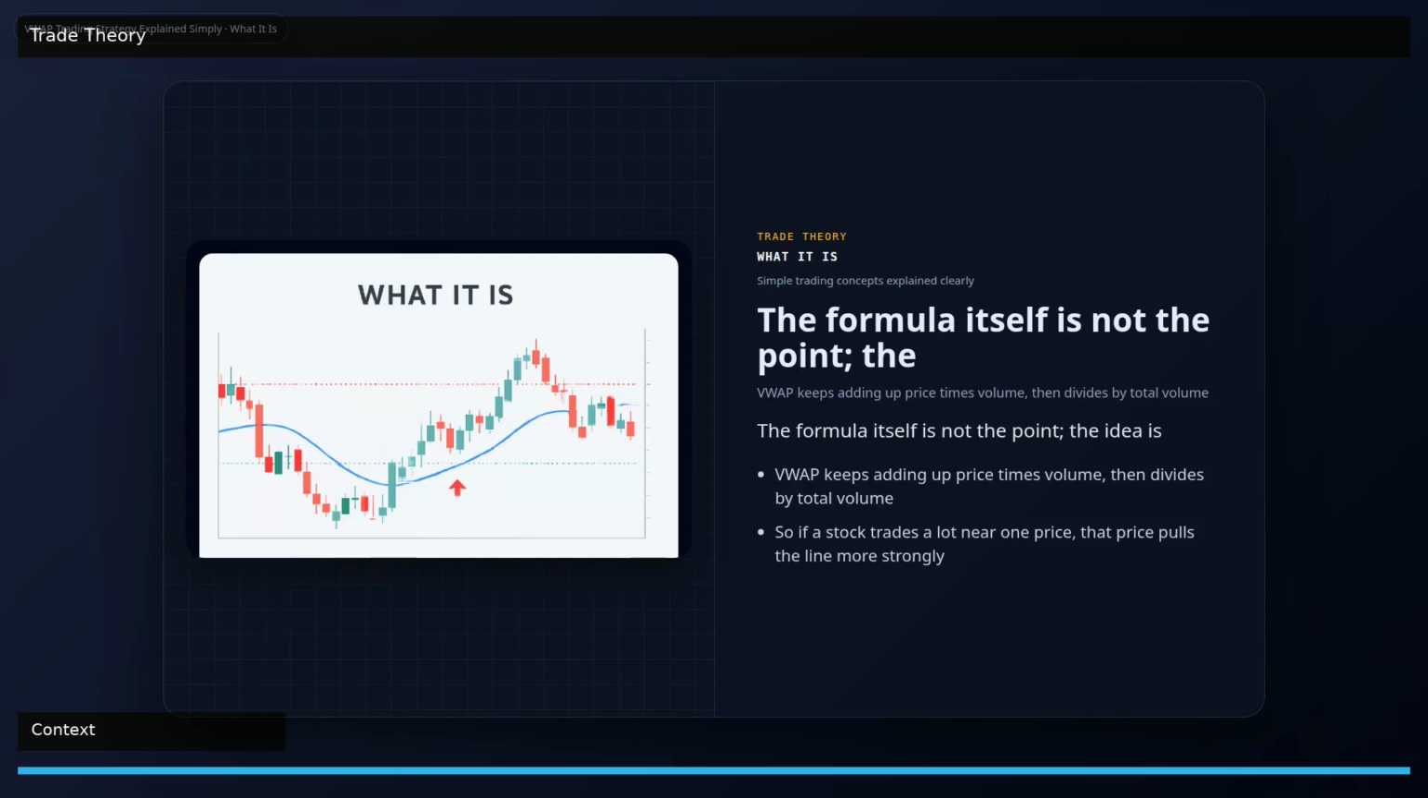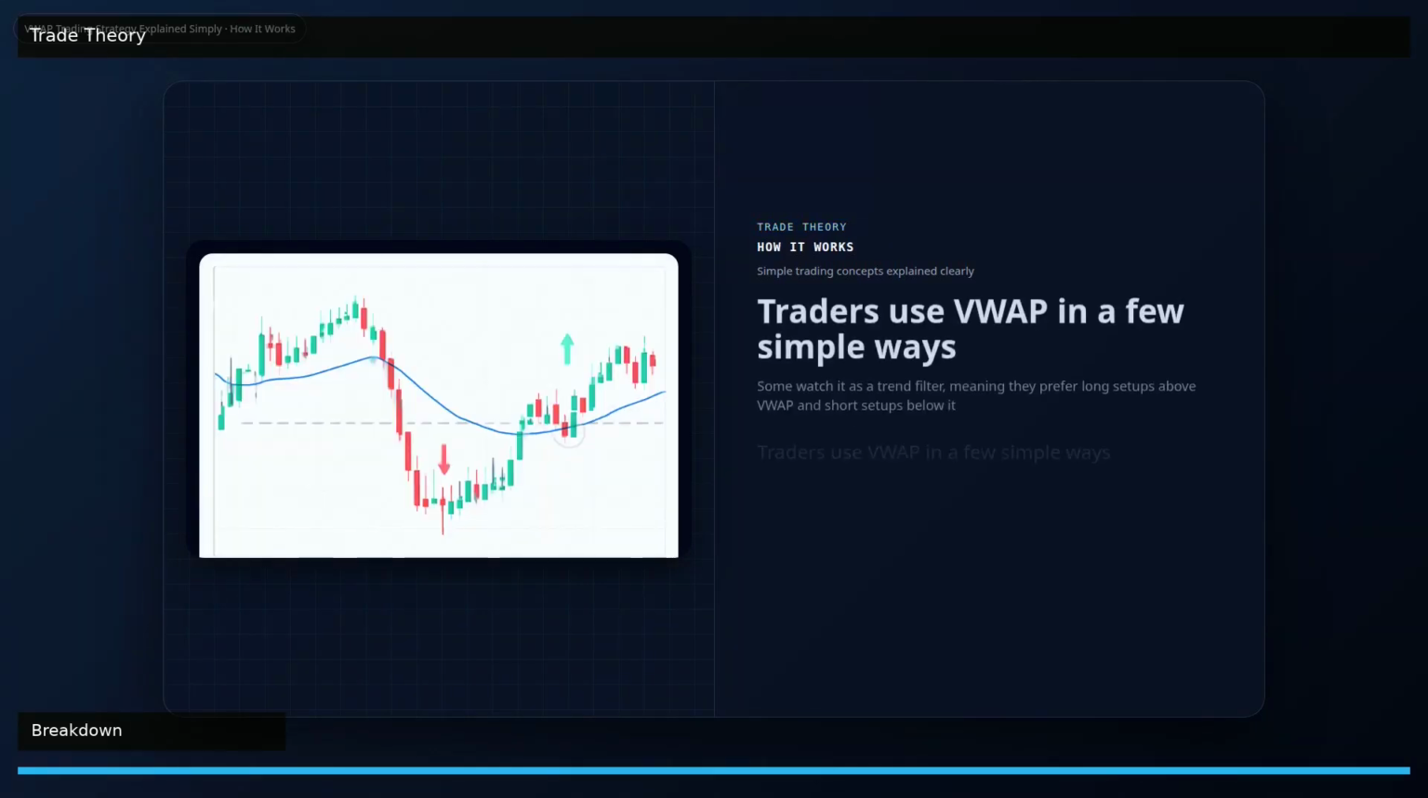If price is above VWAP, buyers have been willing to pay up relative to the session average. If price is below VWAP, sellers have had more control. That is a useful read, but it is not a prediction by itself. Traders use VWAP in a few simple ways.